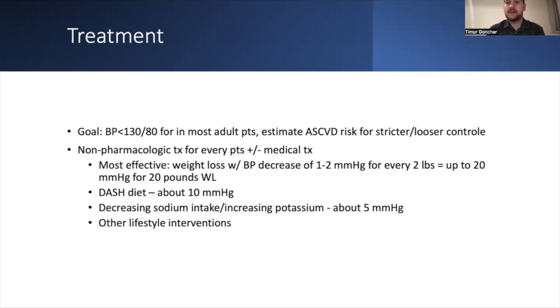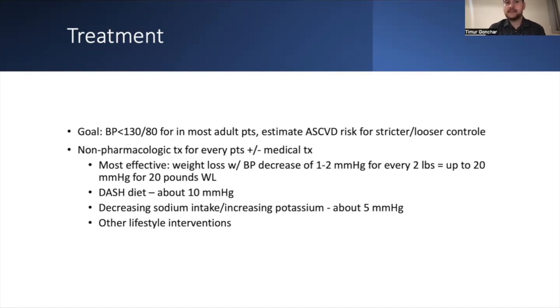But this is a decision that is going to be tailored to concrete patients, so we have to assess their atherosclerotic cardiovascular disease risk to set the treatment goal. For every patient, you're going to recommend non-pharmacologic treatment because it's usually cheaper. It's going to influence all the other risk factors. It's something every patient with hypertension is going to be educated on.